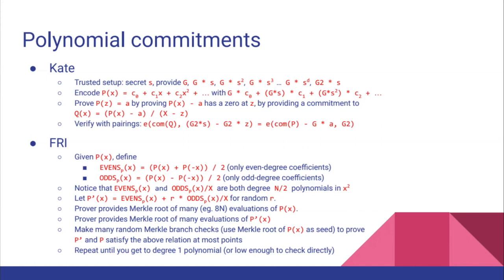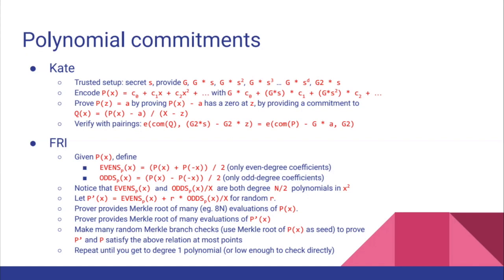So evens just has the even degree coefficients, and then odds, if you divide it by x, would also have, well, it originally has the odd degree coefficients. You'll go down by 1, it just has the even degree coefficients. And so then you do a random combination of them, and then you do a whole bunch of random checks to prove that the thing that you committed to, that is P of x, actually mostly equals the thing that you committed to that is this random combination. And then you reduce the problem of proving that a thing is degree n to a problem of proving that a thing is degree n over 2, and then you just repeat this over and over again.